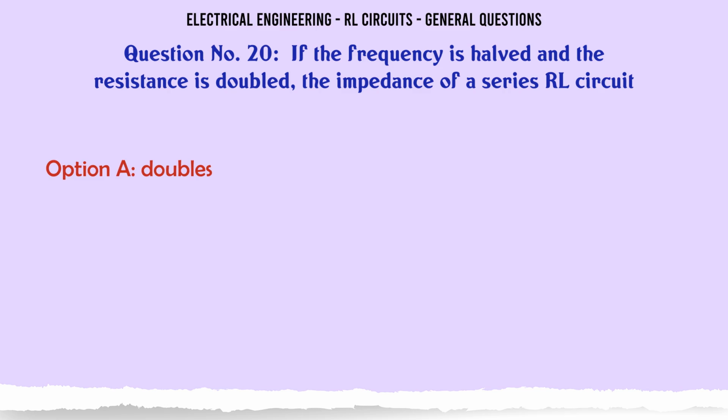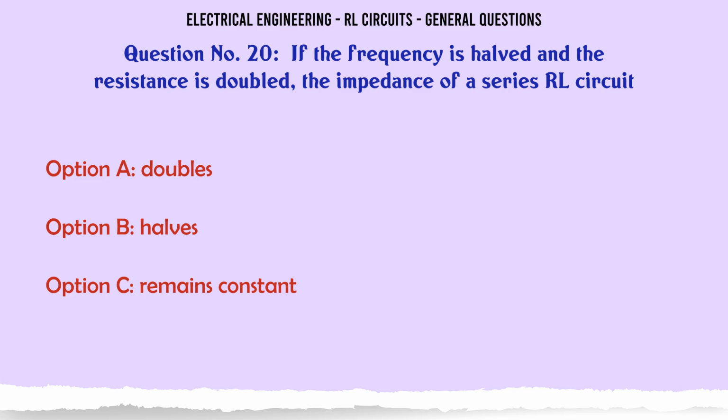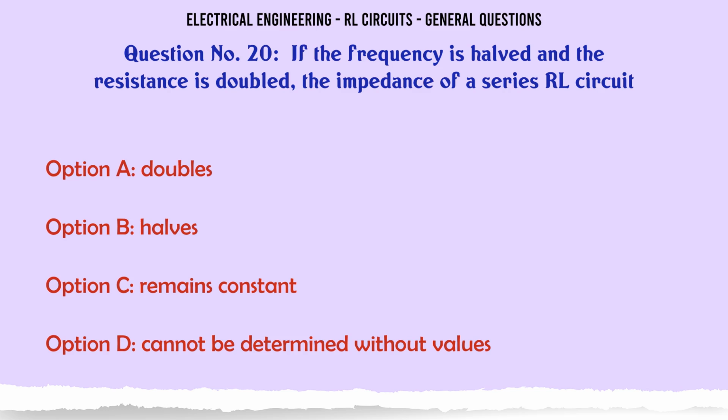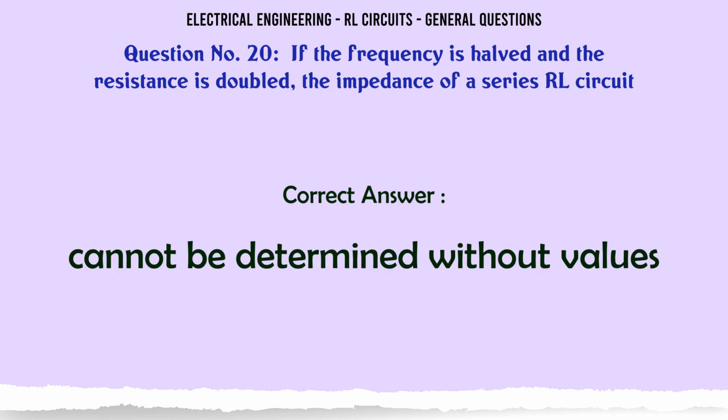If the frequency is halved and the resistance is doubled, the impedance of a series RL circuit A. doubles, B. halves, C. remains constant, D. cannot be determined without values. The correct answer is cannot be determined without values.